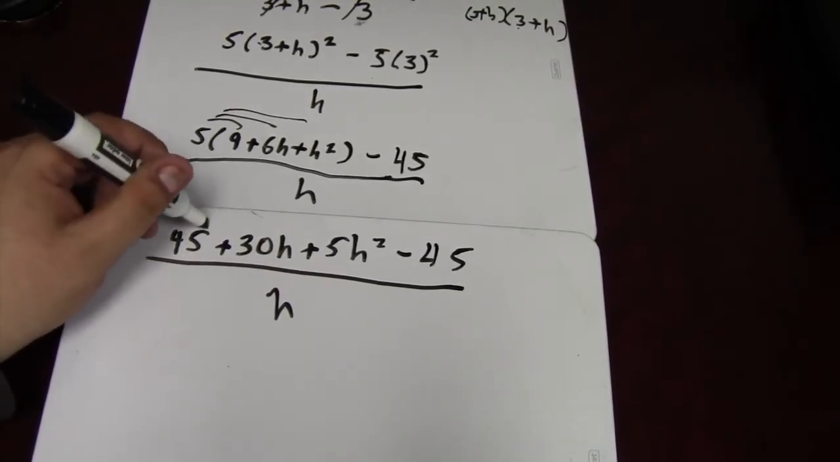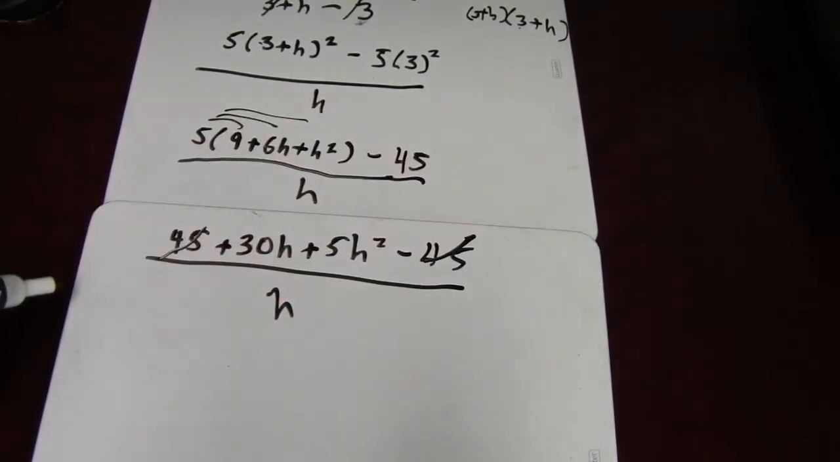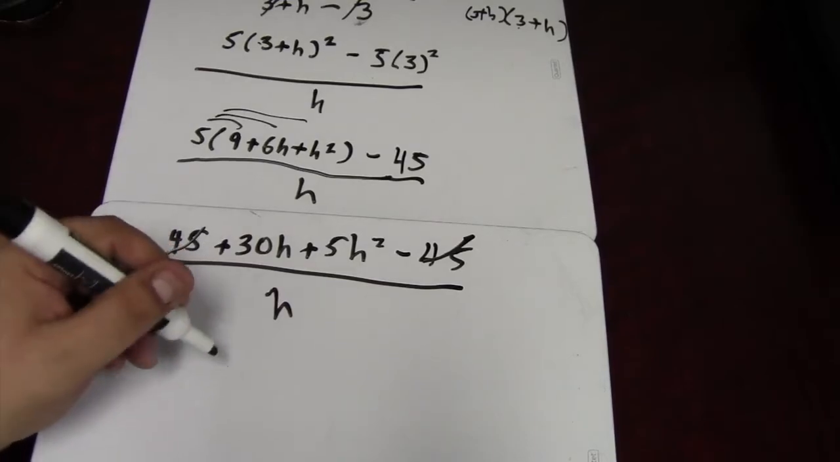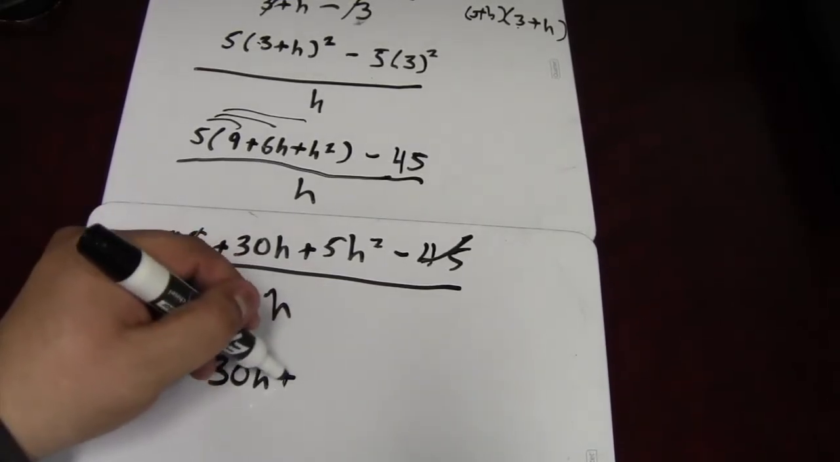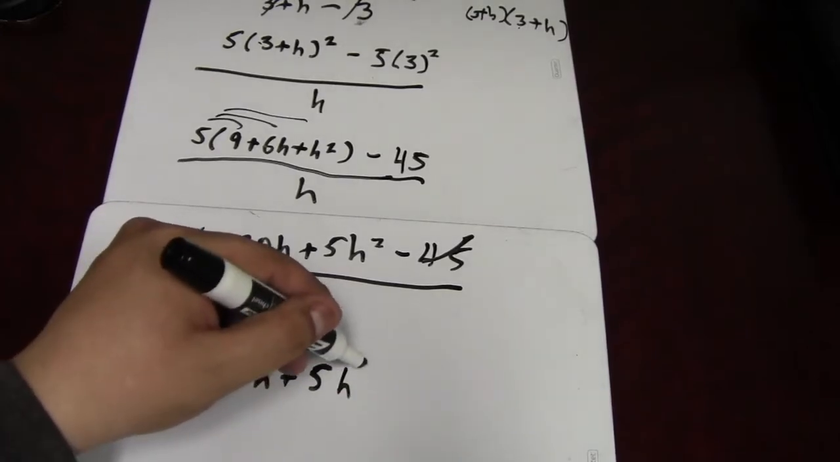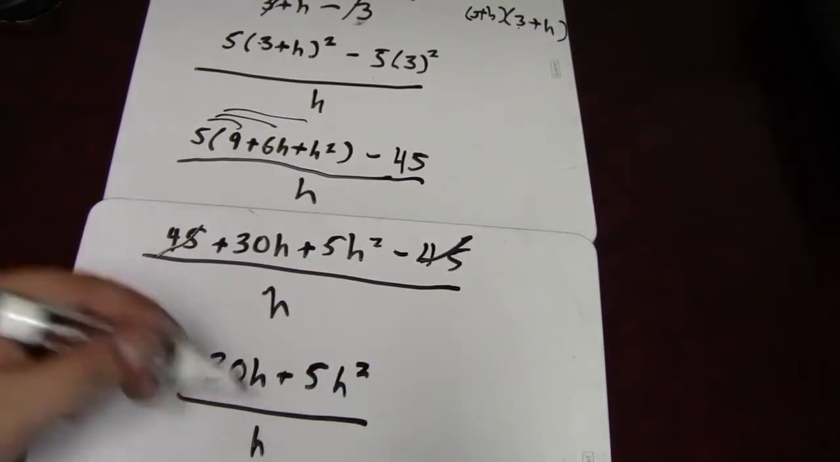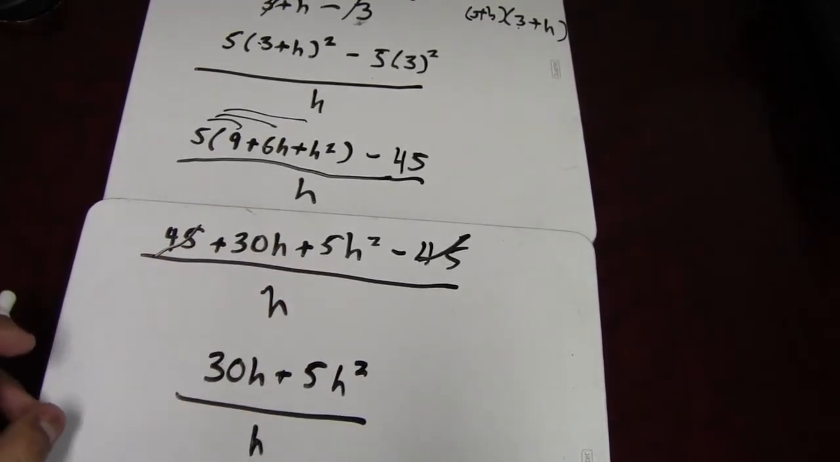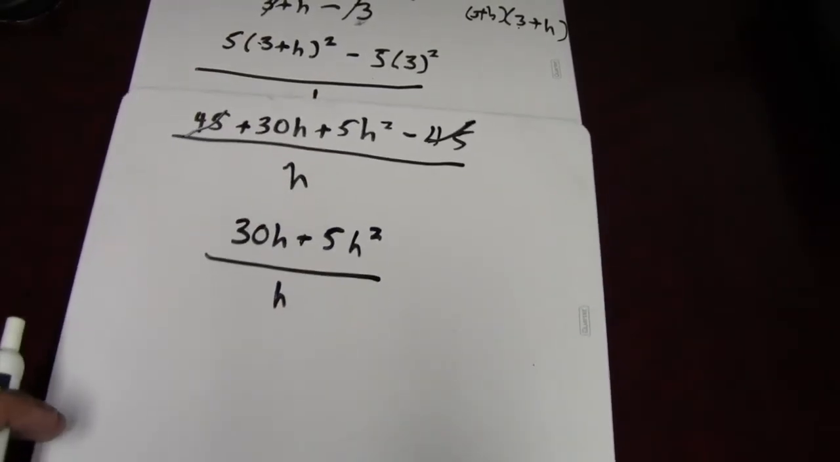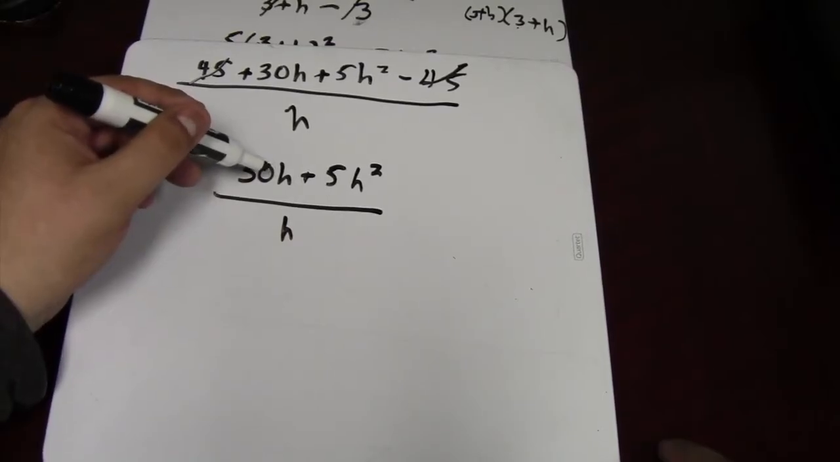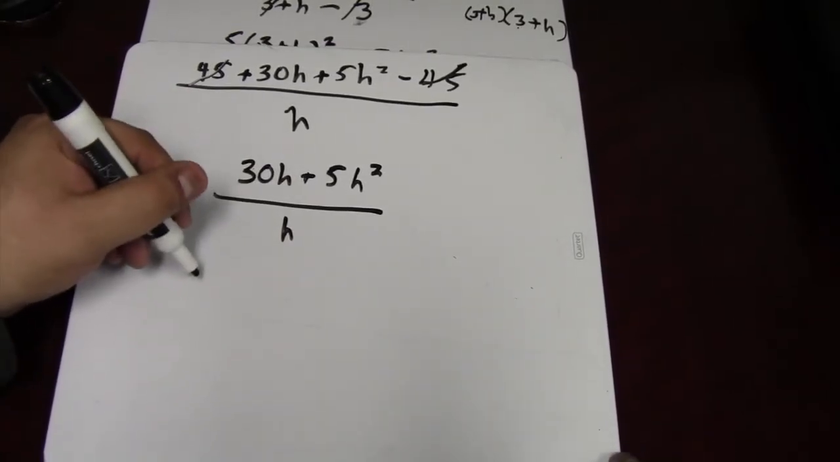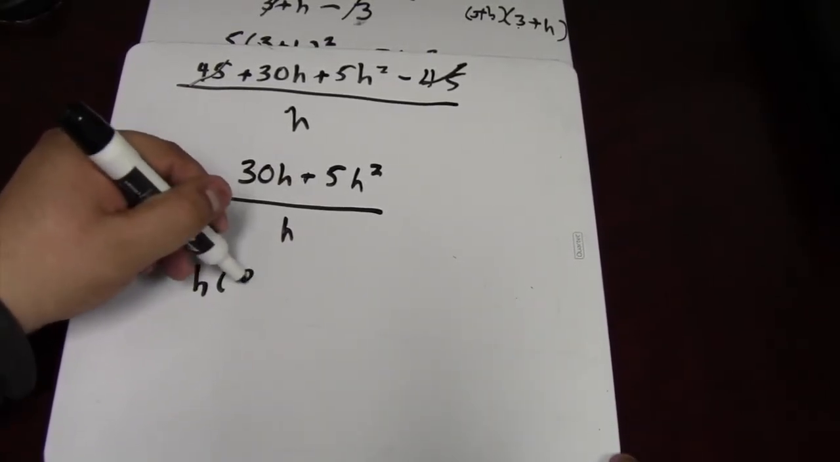Now what we can see here is this 45 minus this 45, that's going to subtract to 0. So now we're left with 30h plus 5h squared divided by h. Okay, let's move that up. So now, at the top, we see that we can factor out an h here. Let's factor that out.